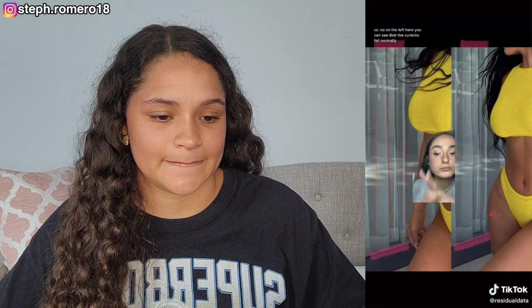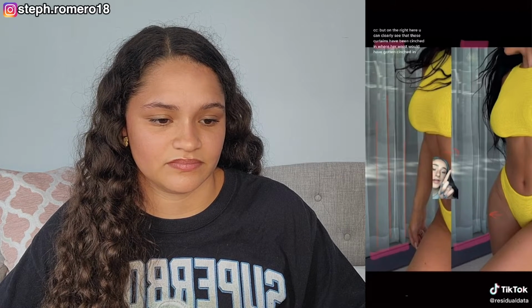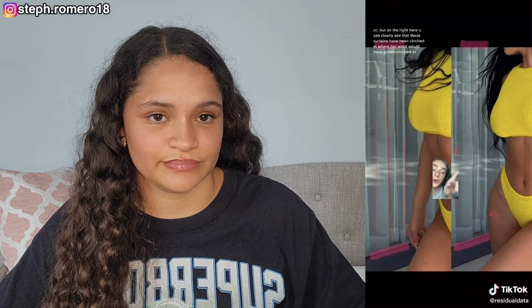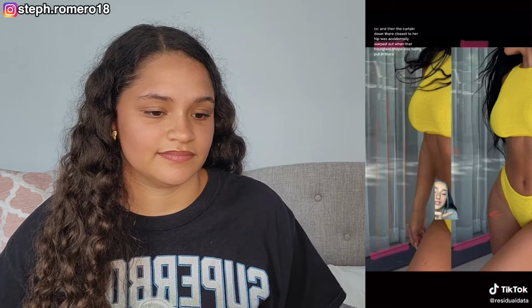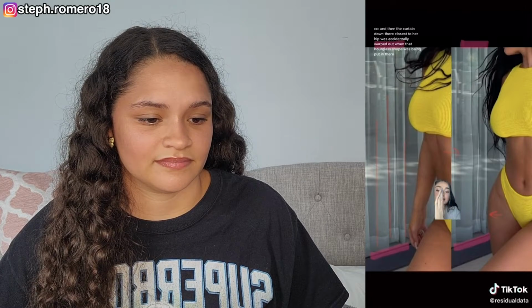Curtains on both sides. So on the left here you can see the curtains fall normally. They're obviously not uniformly straight because they're curtains. But on the right here you can clearly see that these curtains have been cinched in, or her waist would have gotten cinched. And then the curtain down there closest to her hip was accidentally worked out when that hourglass shape was being put in there.